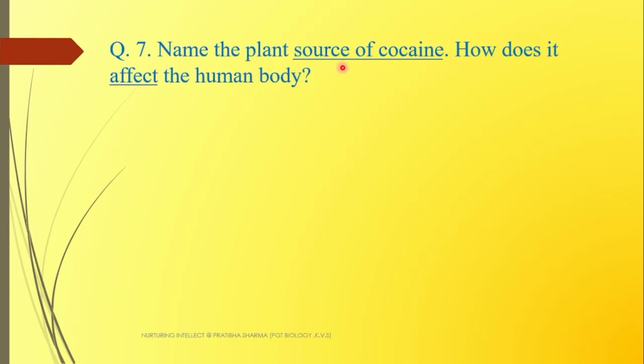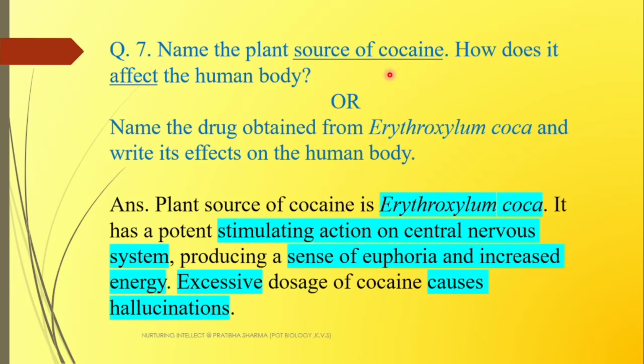Next is, name the plant source of cocaine. So the plant source is Erythroxylum coca. How does it affect the human body? Again, it is stimulating our nervous system, producing a sense of euphoria and increased energy. Excessive dosage leads to hallucination. Name the drug obtained from Erythroxylum. So this is the other way of asking the question. Erythroxylum coca, and write its effect on the human body. So it is cocaine and the effect will be the same: stimulant, sense of euphoria and increased energy, and excessive dosage causing hallucination.